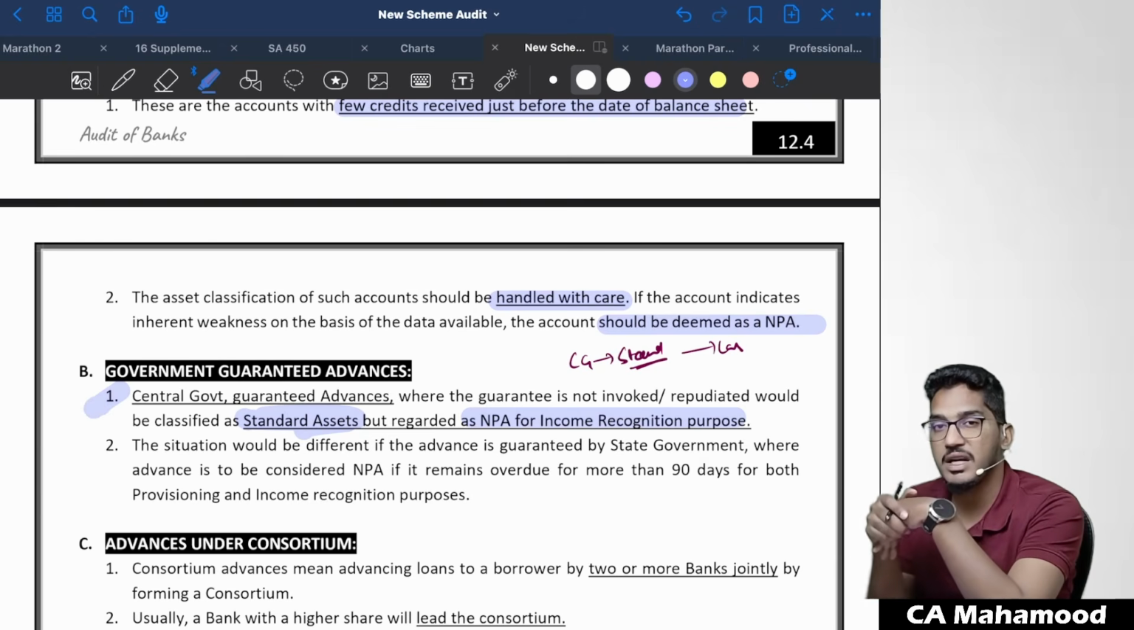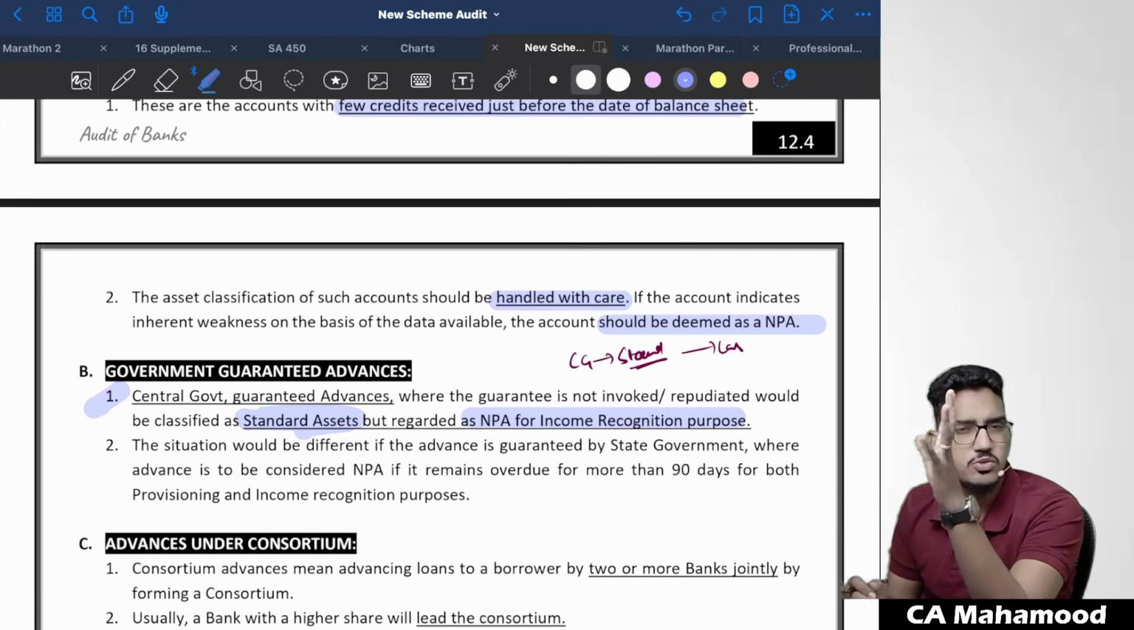Sir, what if the state government has given the guarantee? In case the advance is guaranteed by the state government, then there is no special treatment.